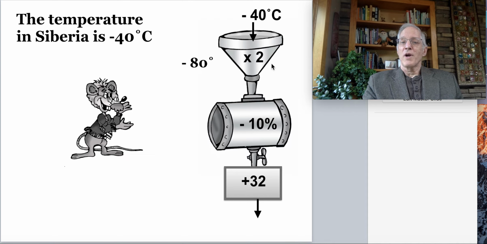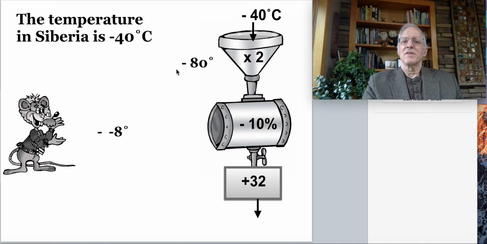Now we're going to subtract 10%. This is a little tricky. Be careful. So what is 10% of -80? Of course, it's 8, but it's not a positive 8. It's a -8. So 10% of -80 is -8 degrees, and we're subtracting that. So we're subtracting a -8 degrees.